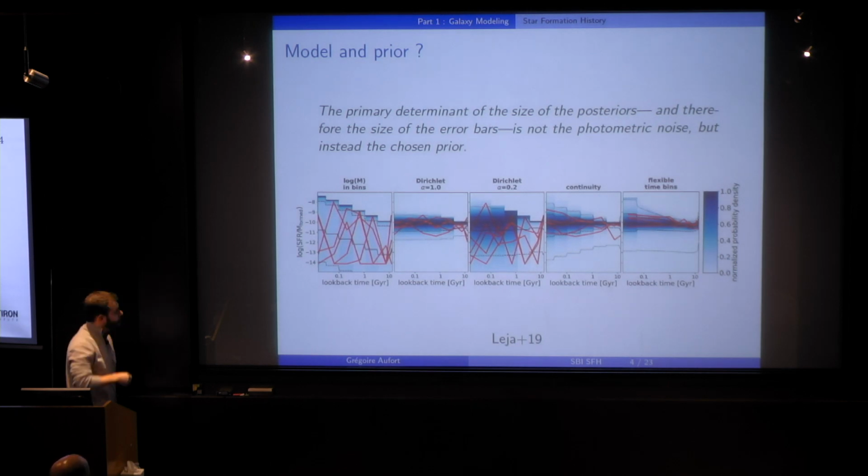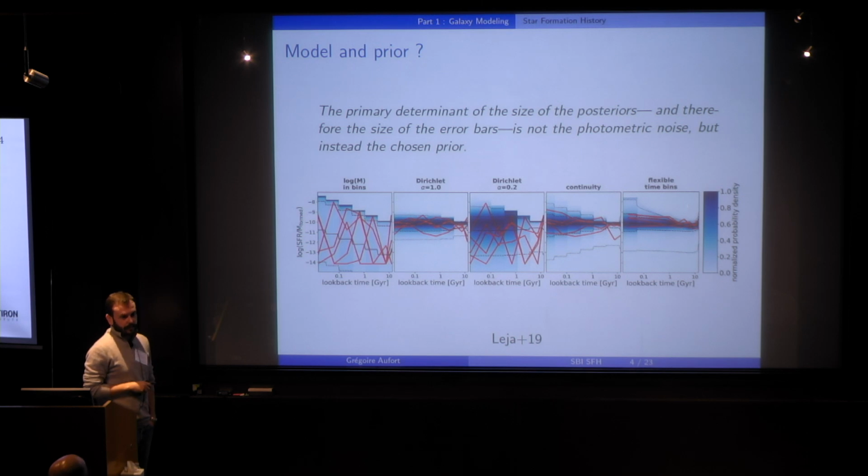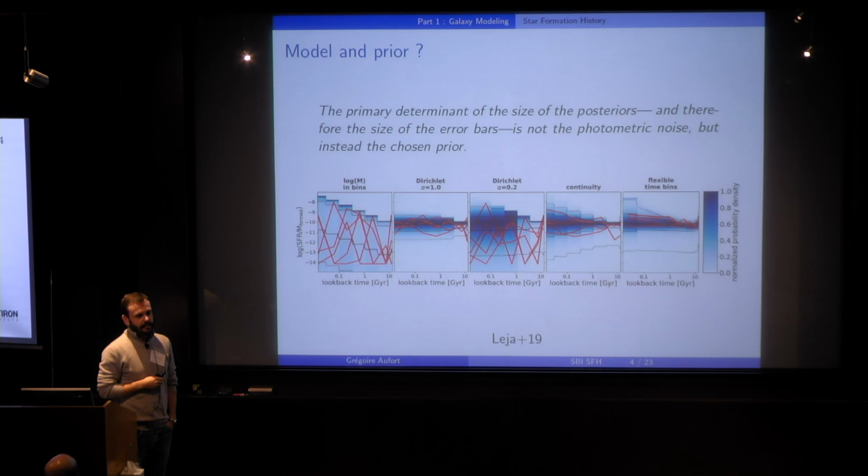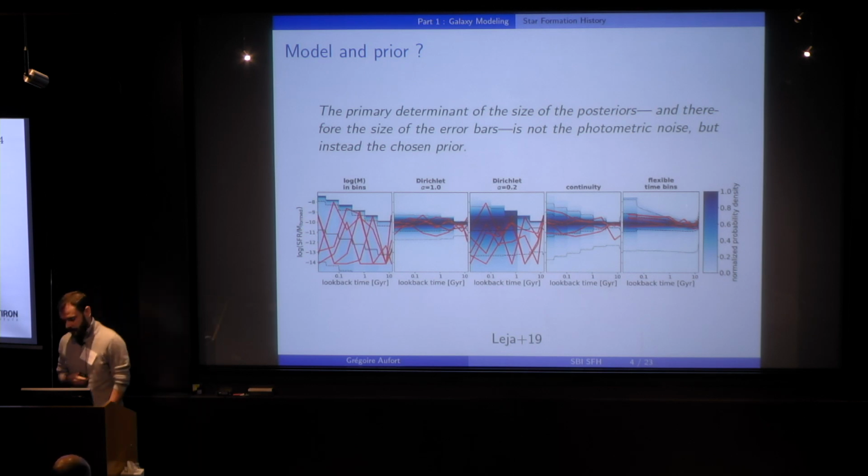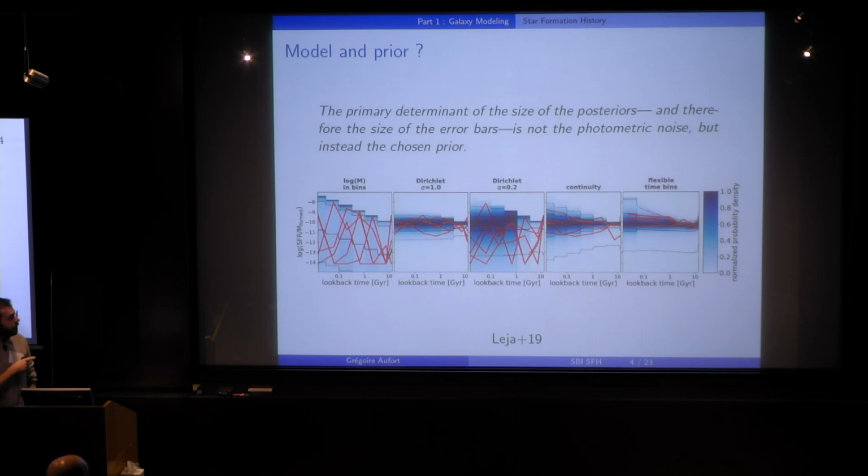Unfortunately for me, there are a bunch of ways to define an SFH, and even more ways to define a prior over them. And there's this nice quote in the conclusion of a Leja paper in 2019, which is that the size of the posterior is mostly determined only by the prior. The signal to noise doesn't really matter that much for the size of the posterior, which is quite bad when you want to do statistical inference, especially since I have a lot of freedom in choosing my SFH and my priors. So those are so-called non-parametric star formation histories.